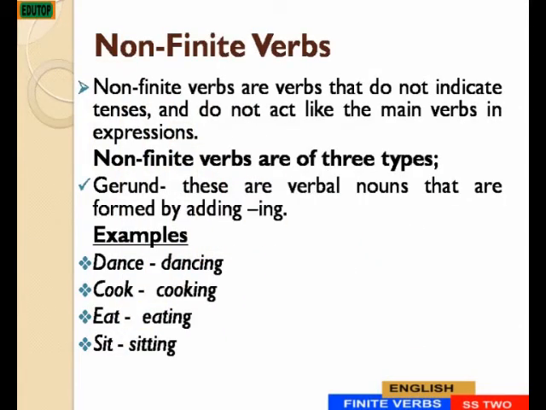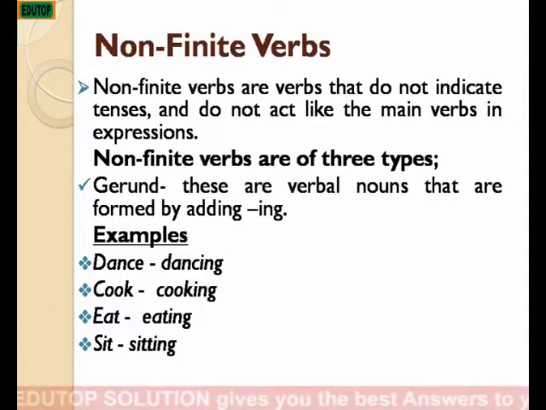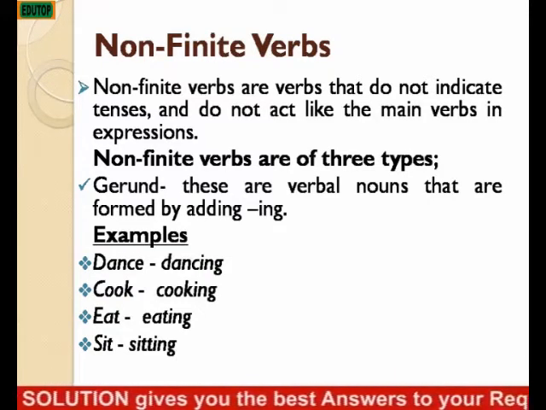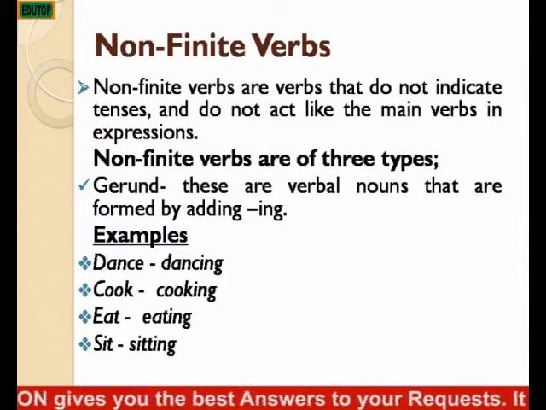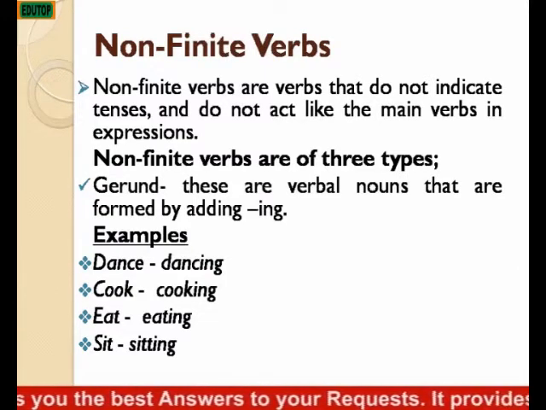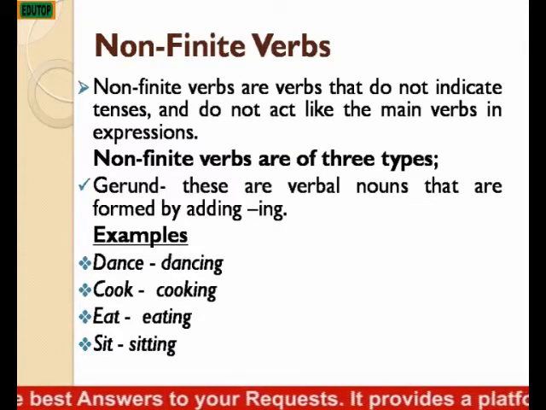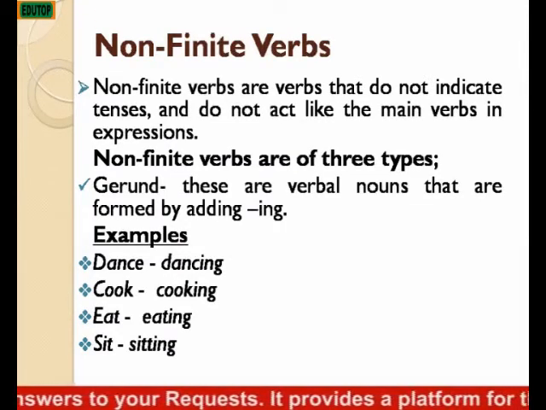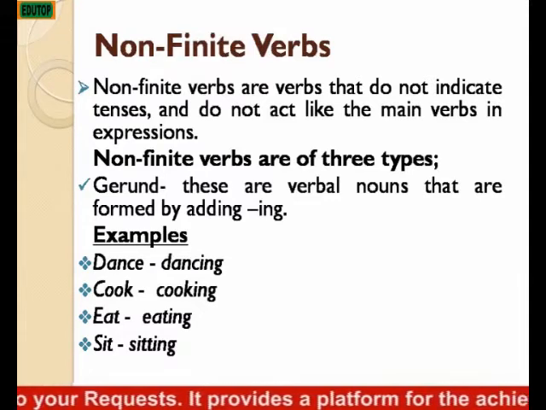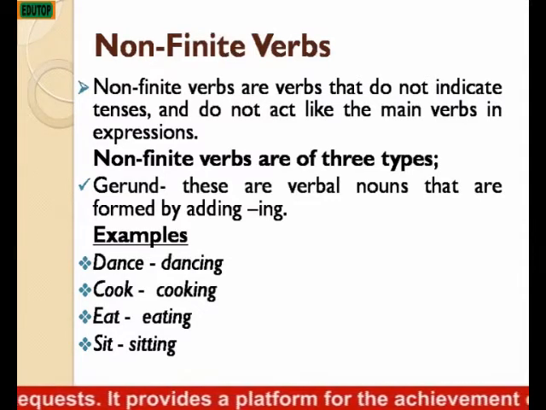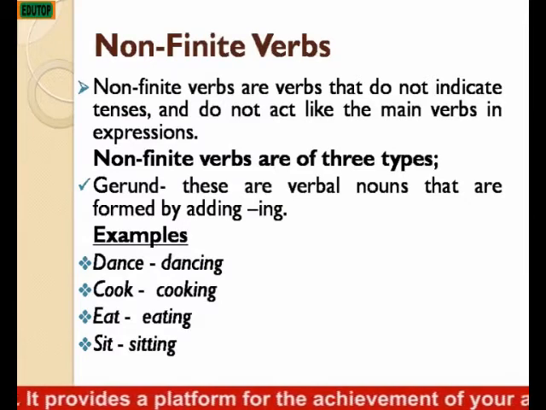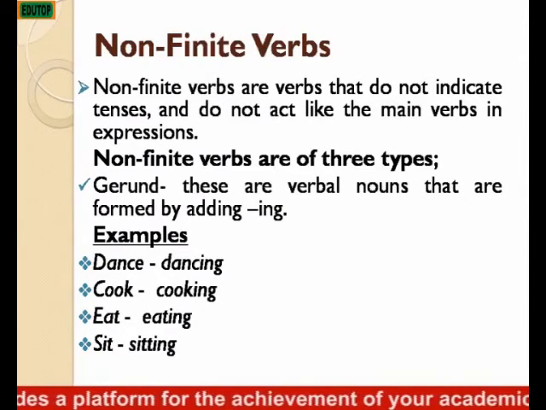Non-finite verbs, on the other hand, are verbs that do not indicate tense and do not act like the main verb in expressions. There are three types. The first type is the gerund. Gerunds in the English language are verbal nouns that are formed by adding ing. Examples of gerund include dance. You change dance to dancing, cooking, eating, sitting, etc.